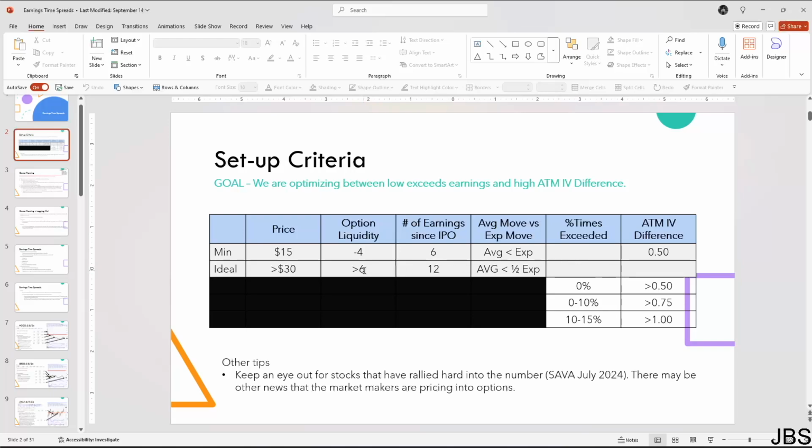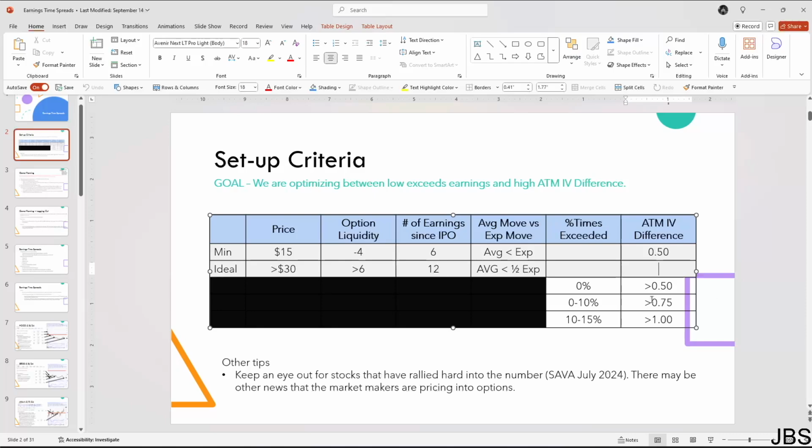We want to have just good liquidity. We want to have a good price. Average move should be less than the expected move, and the less it is, the better. And then we want to have a pretty good difference. The times exceeded is how I determine the difference. So if it doesn't exceed often, then usually the IV difference is smaller. So I like to get over 0.5. If it exceeds a little bit, I like to get over 0.75. And then if it's 10 to 15%, then I want a difference of over 1. So over 15%, I don't take. And then under 40, I don't take.